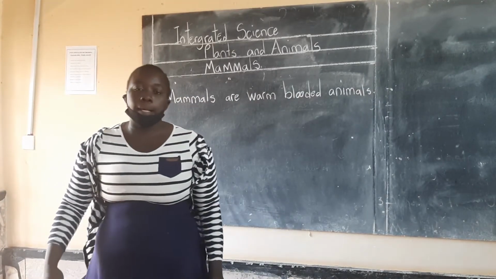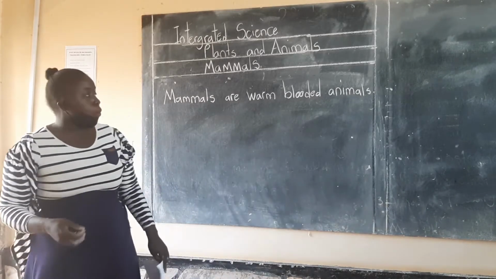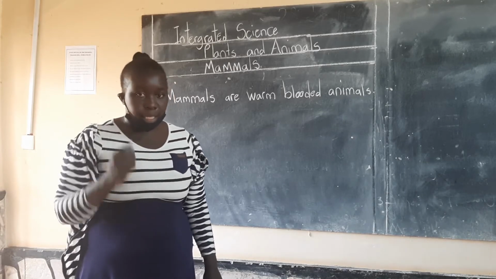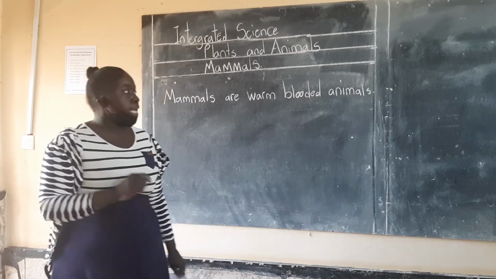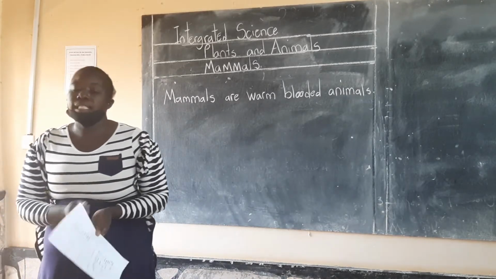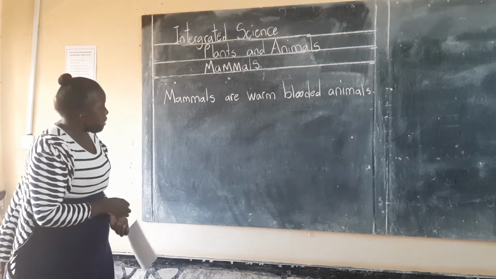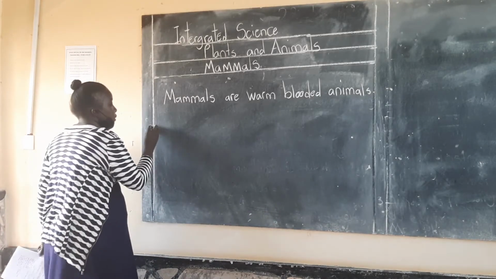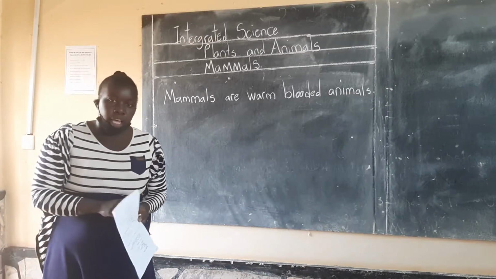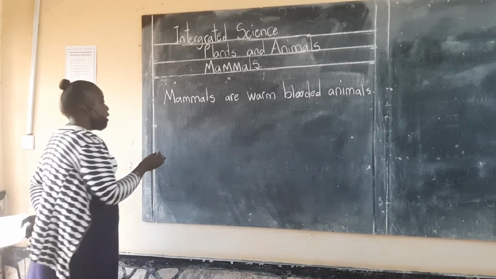Mammals are warm-blooded animals. What do we mean by warm-blooded animals? We simply mean the bodies of mammals make their own heat. So let us look at some of the characteristics of mammals. One characteristic of mammals is that they give birth to their young ones.